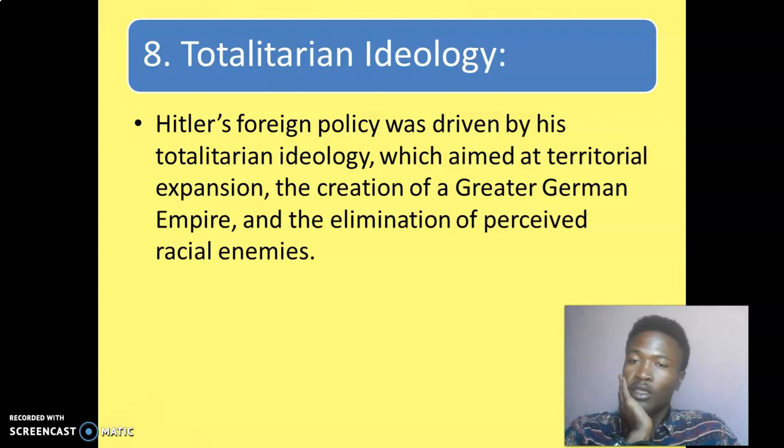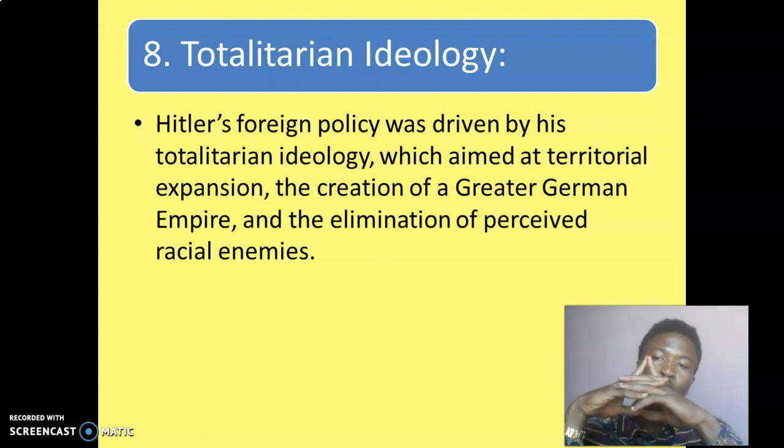So we have the eighth reason, which is totalitarian ideology. Now, an ideology is just an idea. So, what are they saying about this? They are telling you that Hitler's foreign policy was driven by his totalitarian ideology, which aimed at territorial expansion, the creation of a greater German empire, and the elimination of perceived racial enemies.